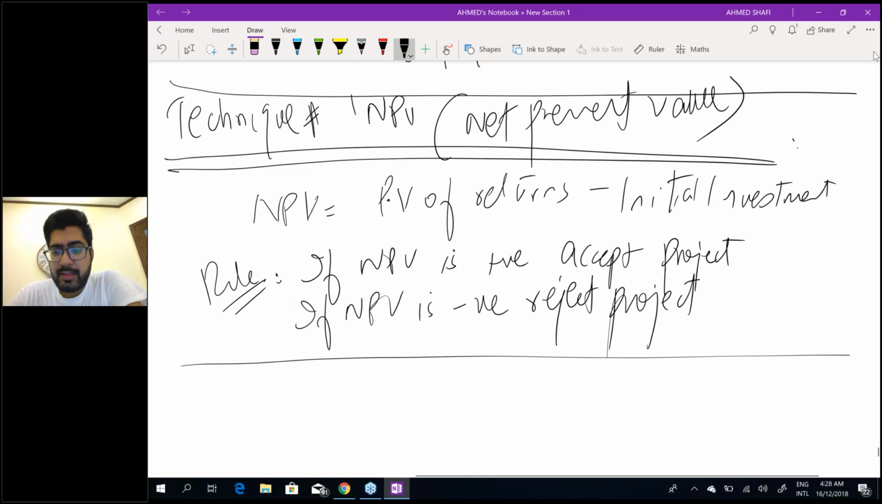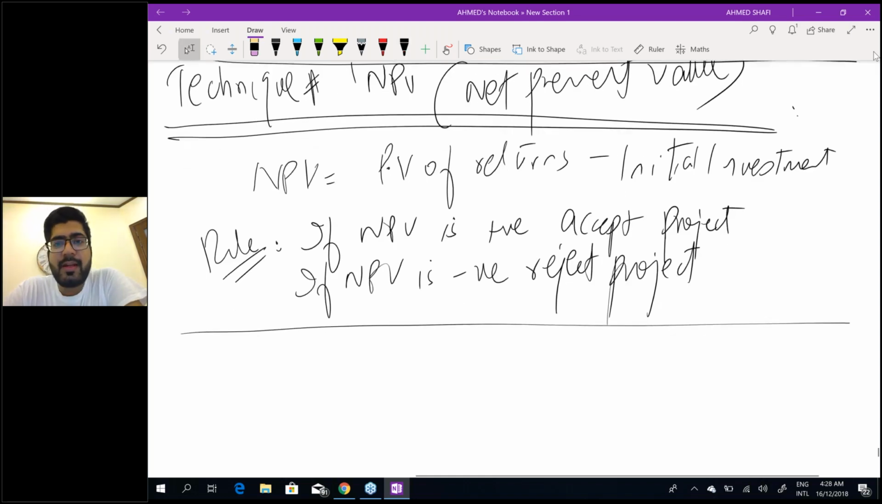Okay, so we are starting technique number one, which is NPV, net present value technique. Now, what is NPV? NPV is just the net savings. And how do you get net savings? You take present value of returns less the initial investment to get net returns. NPV is the net return, net present value.